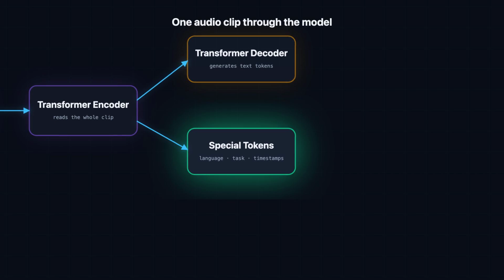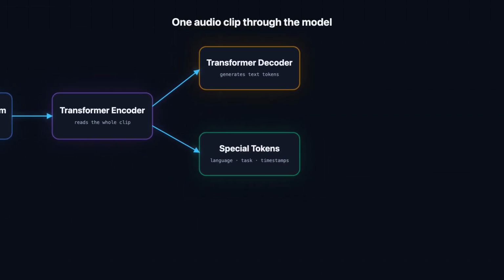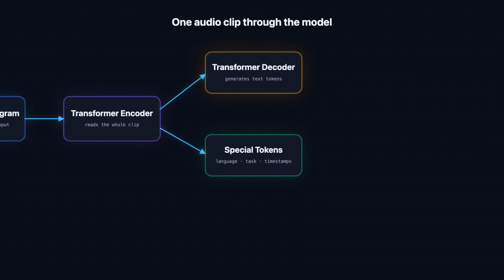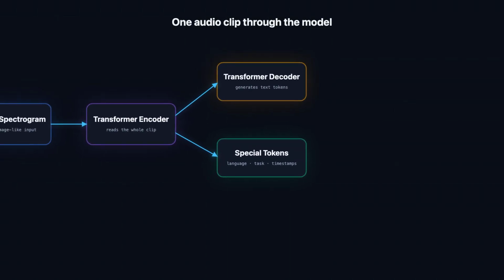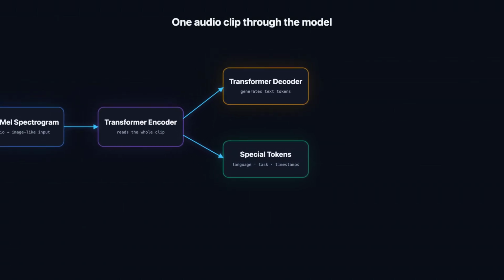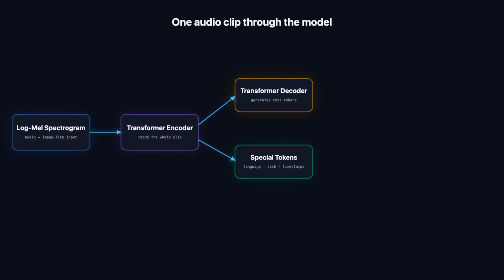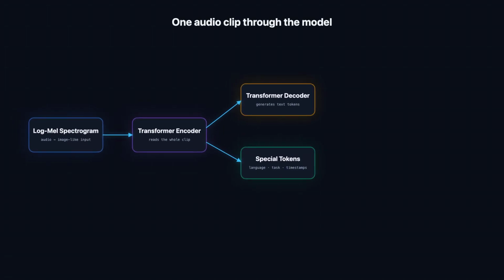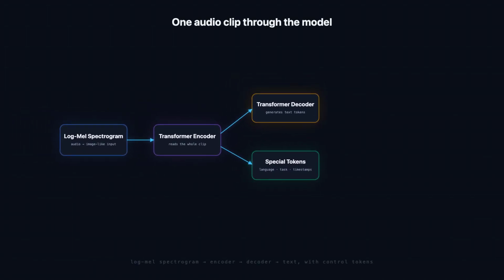Wrapping all of this are special control tokens. They tell the model which language it is hearing, whether to transcribe or translate into English, and whether to emit timestamps along the way. So one single model flexibly handles many different tasks just by switching those tokens, without needing a separate network trained for each job.